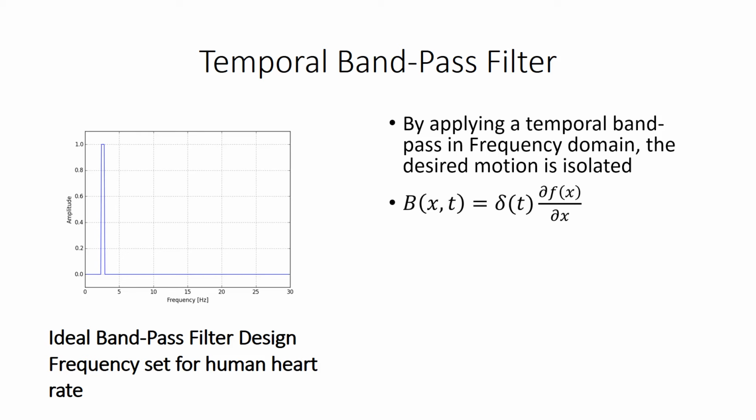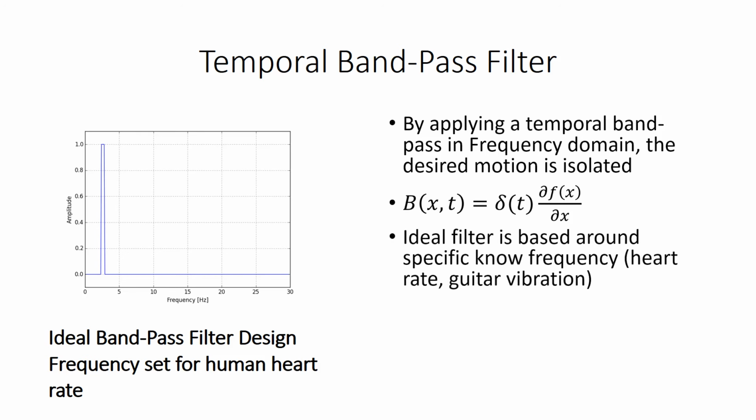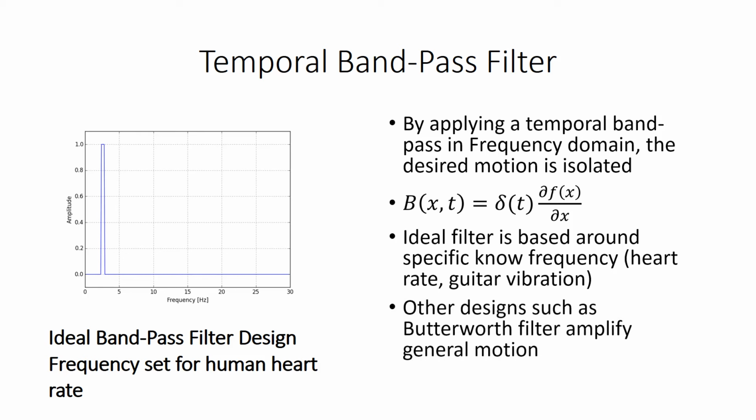The result of this is then taken the inverse Fourier transform of to get the data back into the spatial domain. In the example shown here, an ideal bandpass was used to get a fully amplified specific known frequency, such as a heart rate or a string vibration. For more general vibrations, such as a building shaking or a person moving, a Butterworth or a similar wide bandpass filter is more useful.